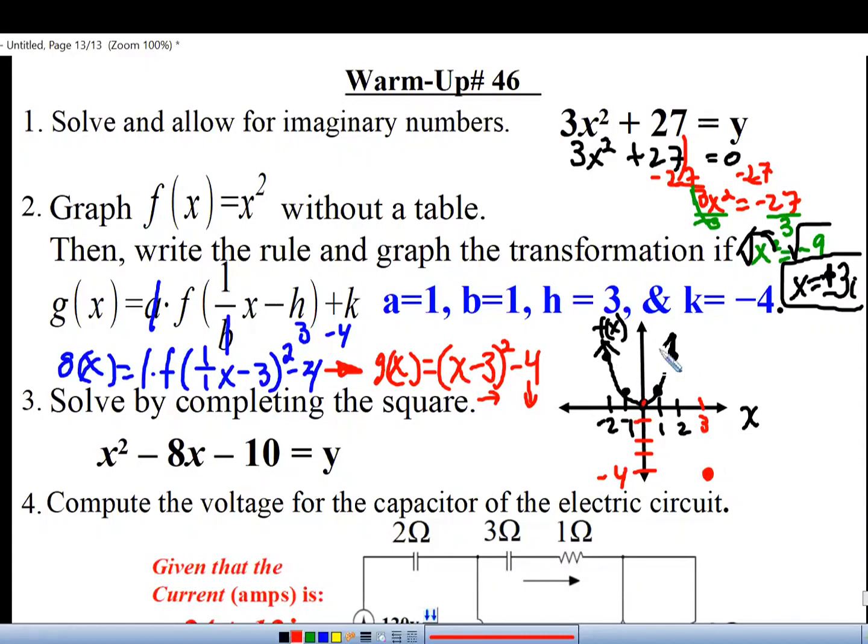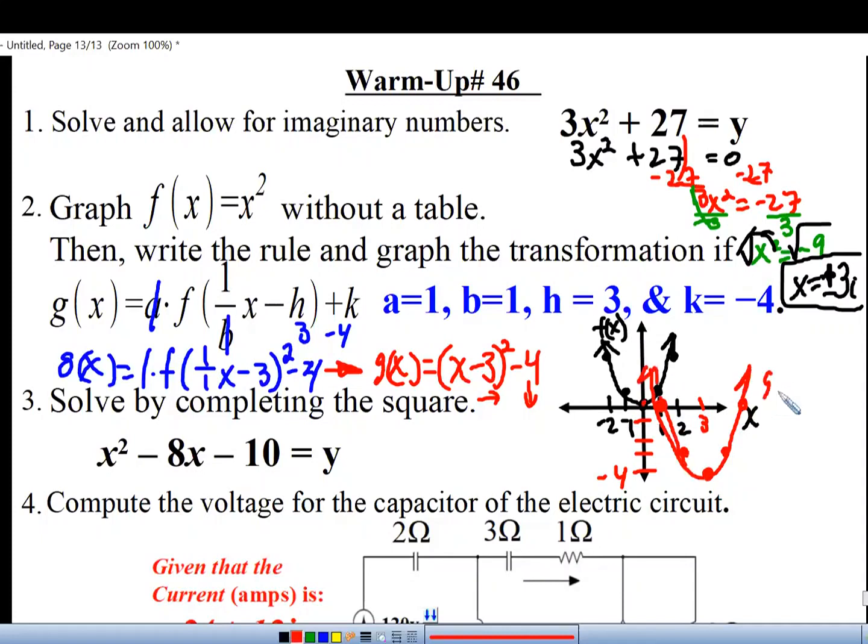And if I graph the other points the same, moving them the same way, I see that these 2 points are close: 1 up, 1 to the left, 1 up, 1 to the right. So I go 1 up, 1 to the left, 1 up, 1 to the right. These 2 over here are 2 and 4. So 4 up and 2 to the left, 4 up, 2 to the right. And my new transform function is right there.